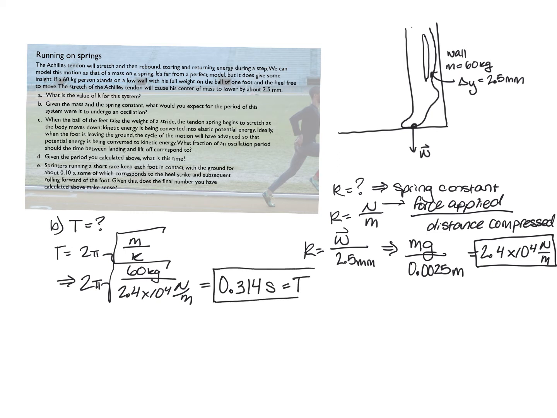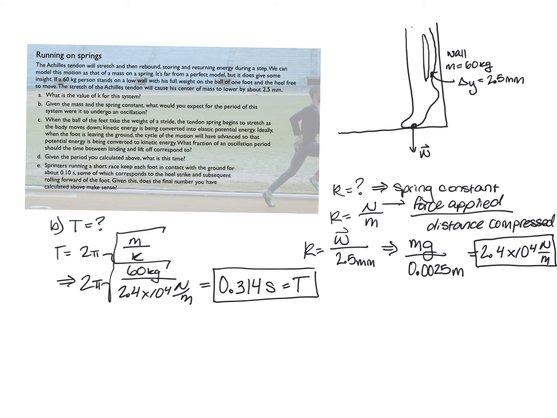Well, if we think about the rest of the problem, we'll really be able to assess this later, but it says when you're running, you keep each foot in contact with the ground for about 0.1 seconds, some of which corresponds to the heel strike and subsequent rolling forward of the foot. So I'm going to say, okay, if our total period is 0.3 seconds, then the time that we hit the ground is a third of that. And that seems pretty reasonable to me so far.